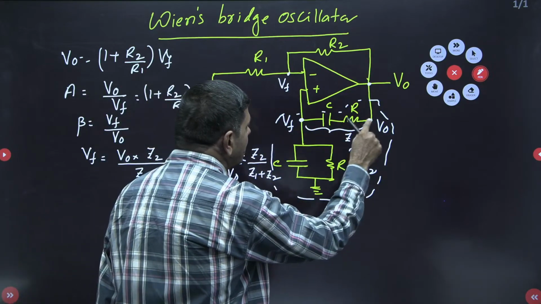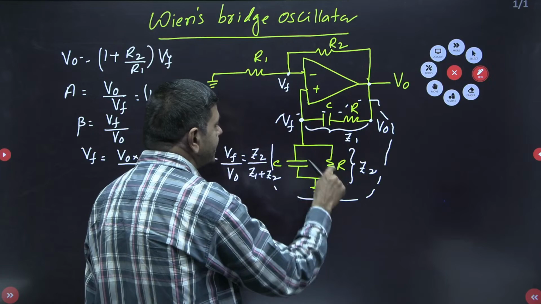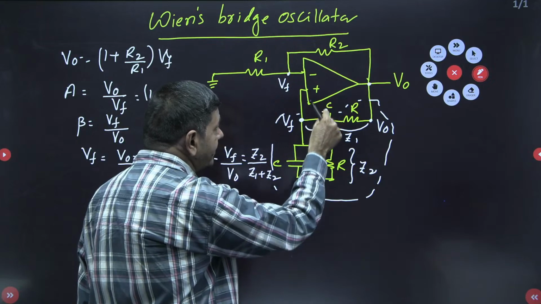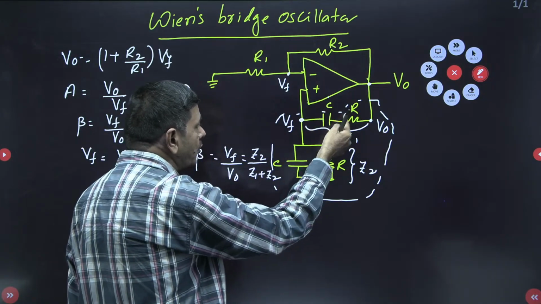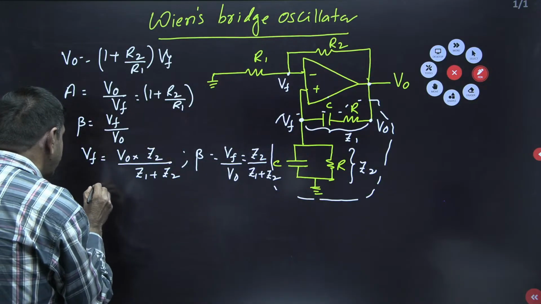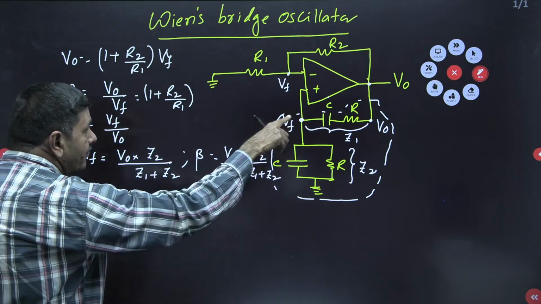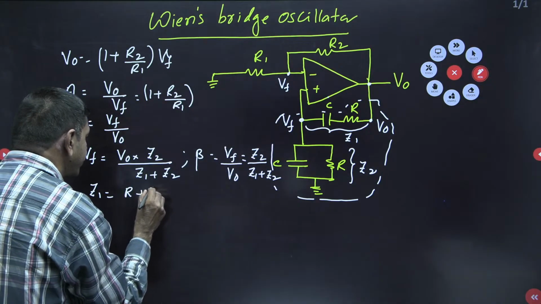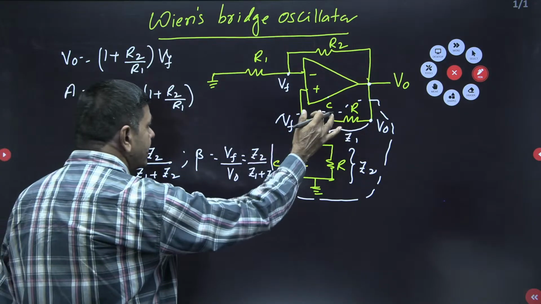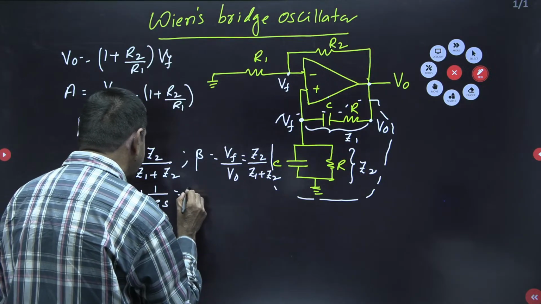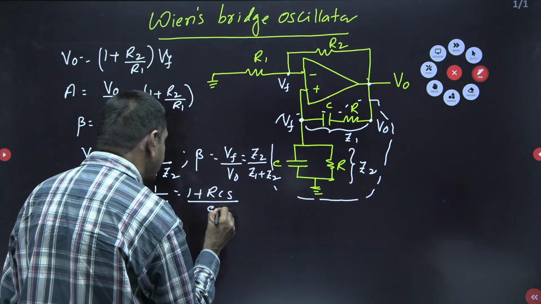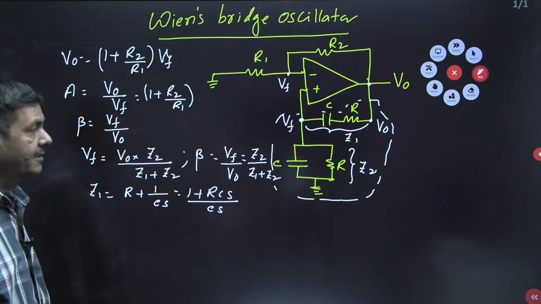Z1 I can get from this impedance now. C is given in farads. Get the capacitor reactance in S domain, 1 by Cs. Wherever you get a capacitor, in S domain you convert. R plus 1 by Cs, you know very well. Z1 equal to R plus 1 by Cs. Those two are in series. If you take LCM, I will get 1 plus RCs divided by Cs. That is Z1. Catch my point.